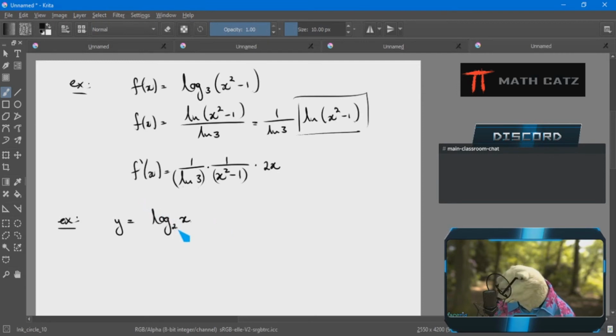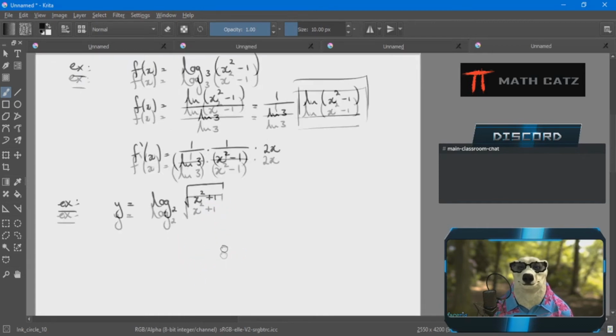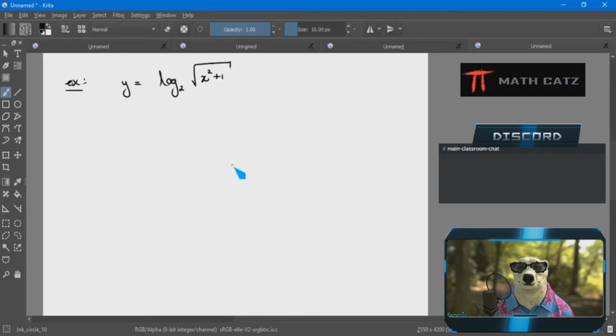I will pick a base. Let's pick base 2. And I'm going to pick, oops, not that one. I don't want to pick just x. I want to pick the square root of our friend x squared plus 1. Now, I look at this and I see, okay, it's not base e. I want to change it. And I also see there's a square root here, which I can see as the log of x squared plus 1 to the 1/2.